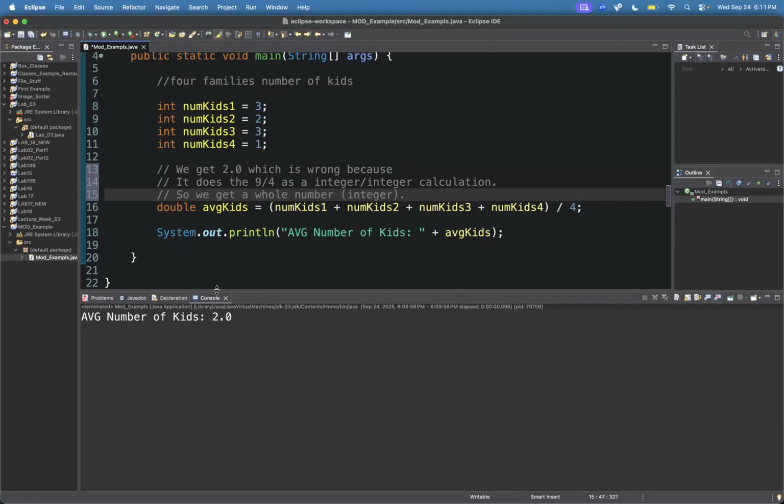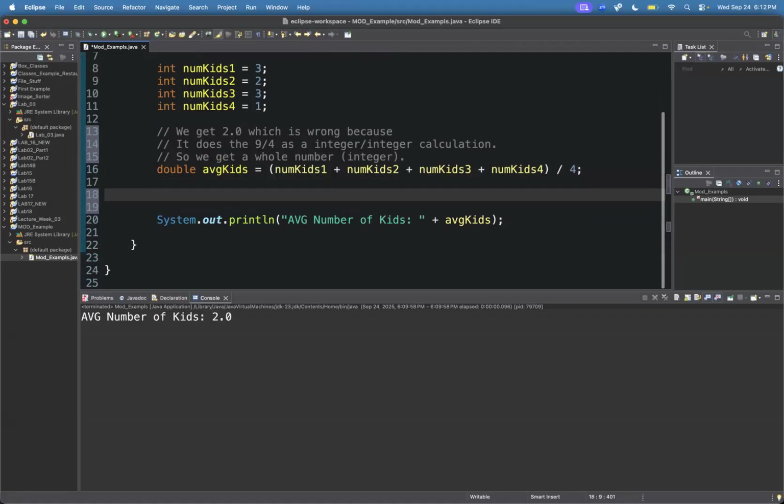Now, we were storing the number in a double. So it still looks like a regular decimal number, but the calculation was still done wrong because it evaluates the right-hand side first to get 2, and then it stores that 2 as a double, and that turns it into 2.0. Now you could fix that. So we can fix that simply by writing the 4 as 4.0.